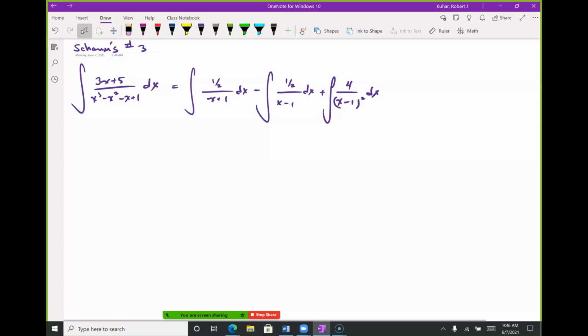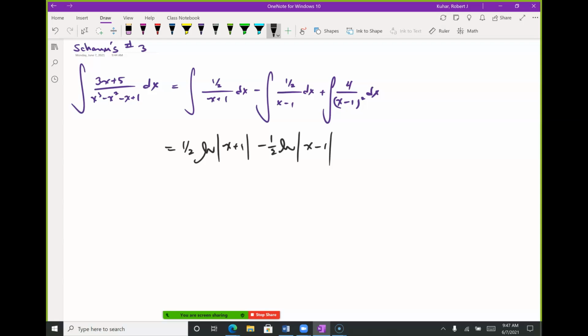So the first two, I don't really have to do too much to. We can see that those are LNs. Is that fair? I've got a half of the LN of the absolute value of x plus 1 minus 1/2 of the LN of the absolute value of x minus 1. Those two are pretty simple.